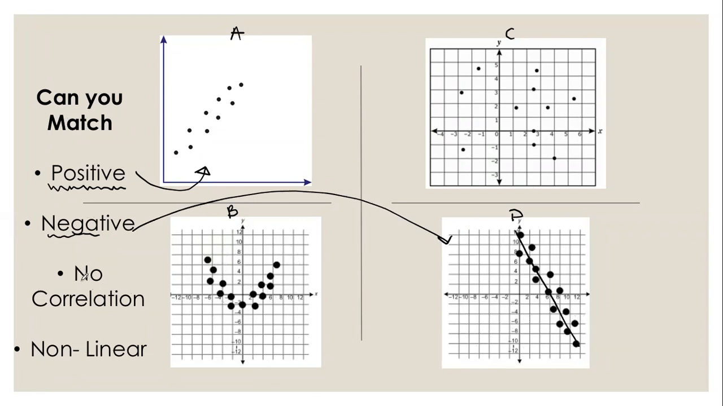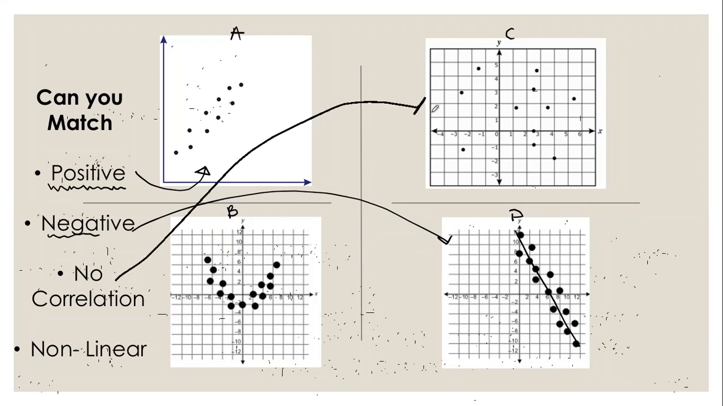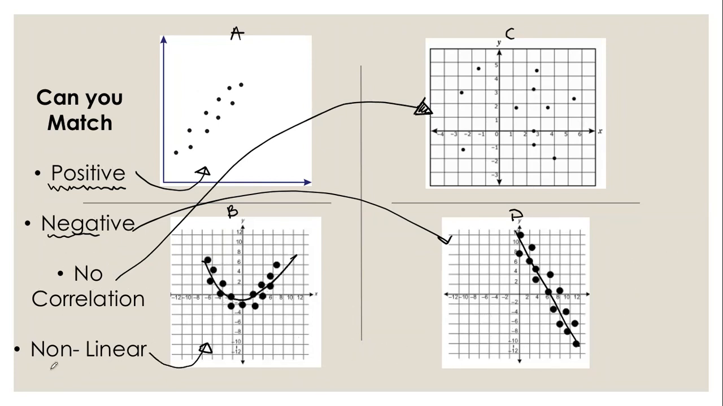Okay, someone new in the room, which one would you say has no correlation? C, wonderful, because you can't tell a pattern here. They're just all over the place. Which would leave me with nonlinear. This is nonlinear because it's curved. Okay, so because it has a curvature to it, this is nonlinear.